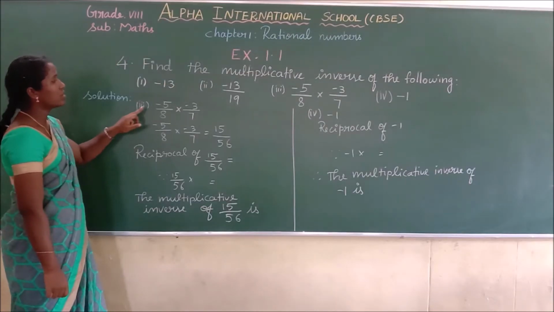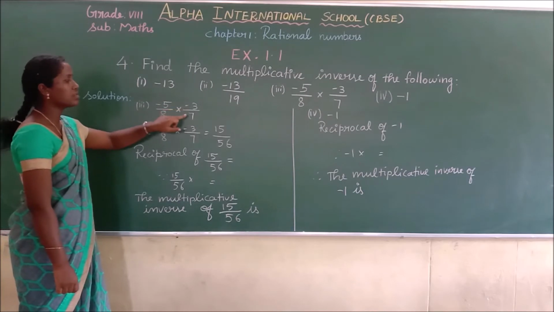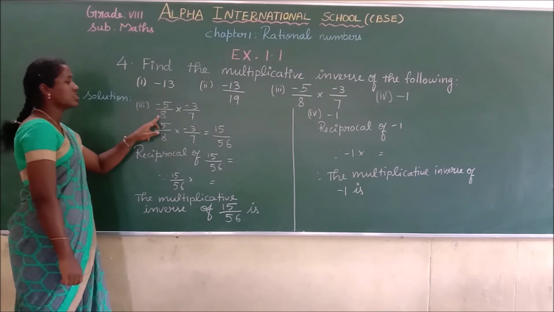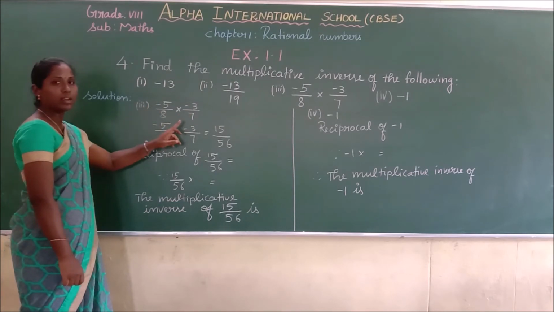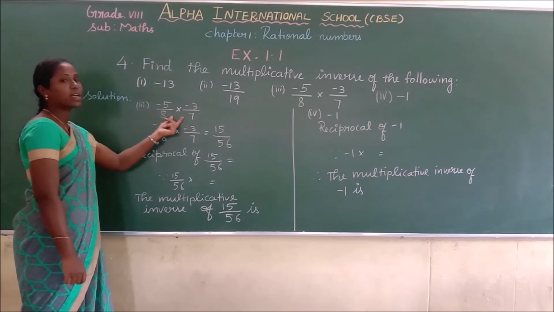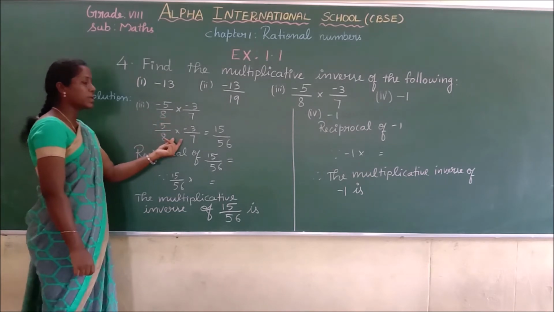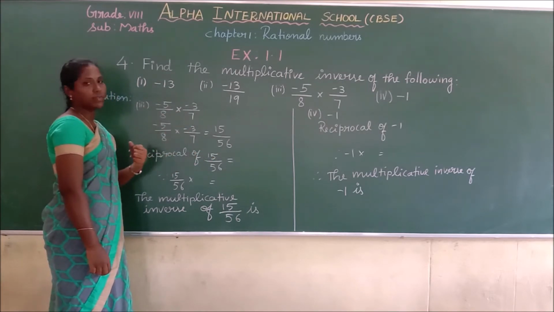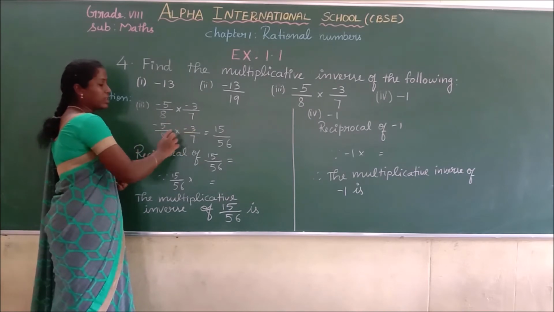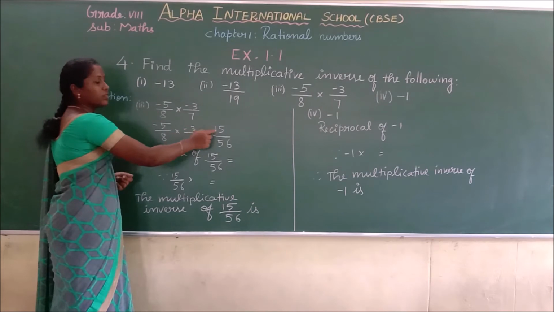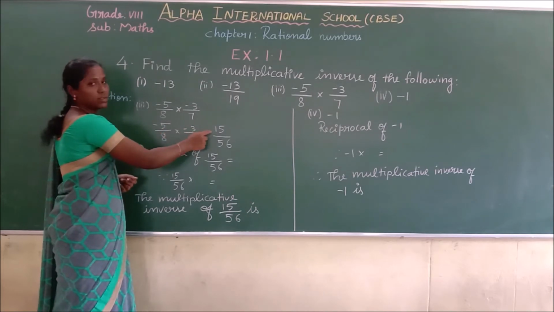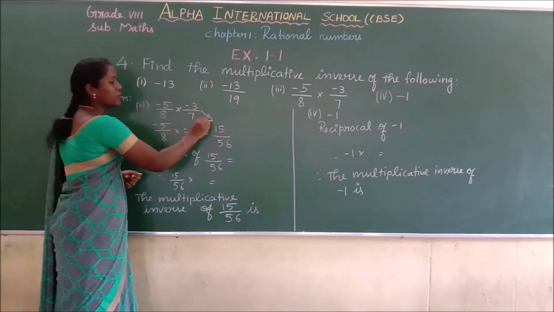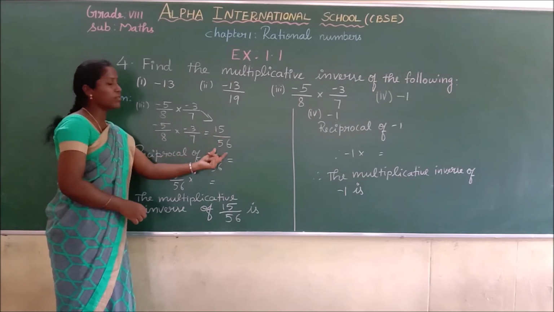Now the third subdivision, minus 5 by 8 into minus 3 by 7. Here the two rational numbers are combined under the operation multiplication. You should not consider this as a single number and this as a single number. They are combining one number only. They are combined under the operation multiplication. So you have to multiply this number and get a value. So here minus 5 by 8 into minus 3 by 7. Just we are going to multiply the numerator with numerator and denominator with denominator. 5 threes are 15 and the sign minus into minus will become plus. So plus 15 and 8 into 7, the result is 56. So finally the value for this product is 15 by 56.